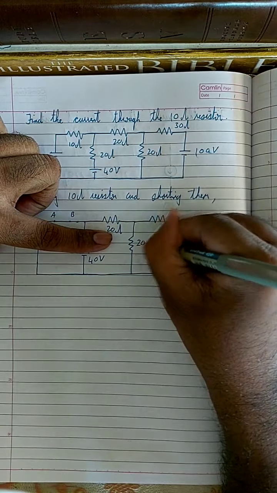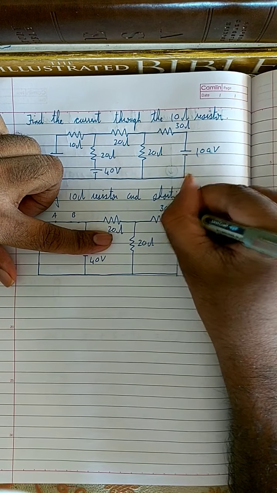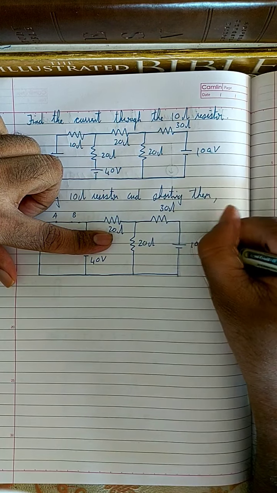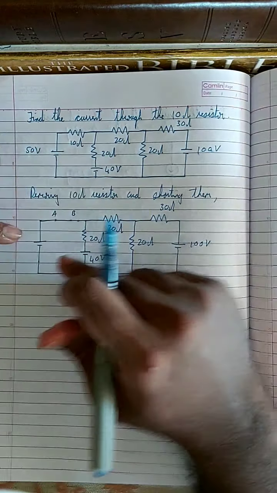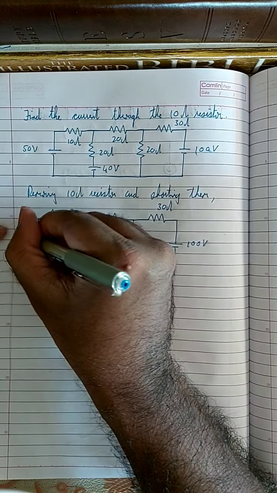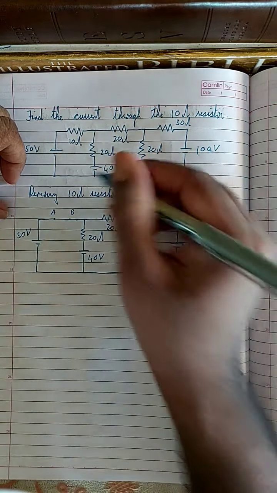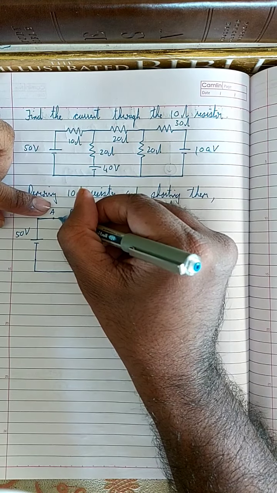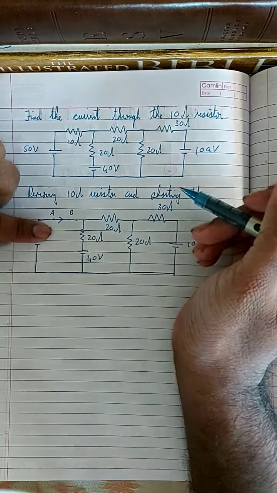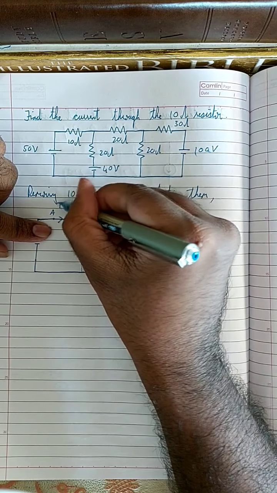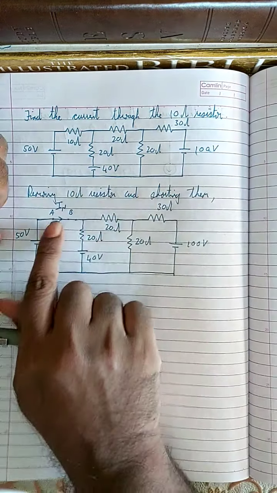This is 20 ohm, this is 30 ohm, this is 100 volt, and this is 50 volt. Okay, and so your job is to find the value of the Norton's current which is flowing from A to B, right? This is called the Norton's current, IN. So you need to find the value of IN.